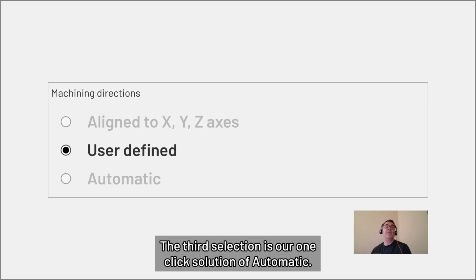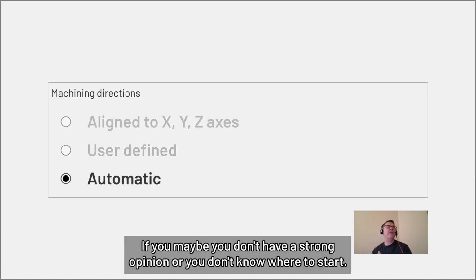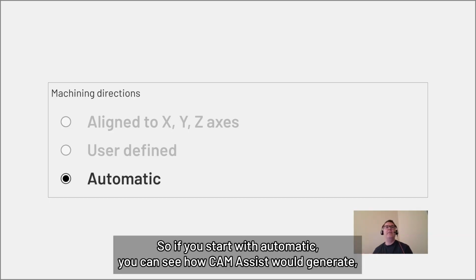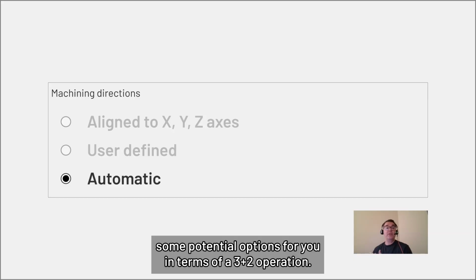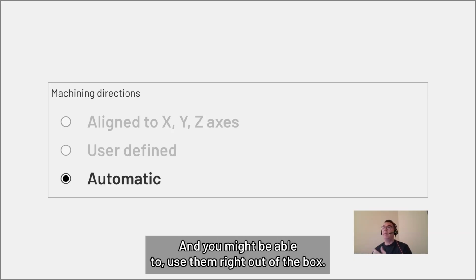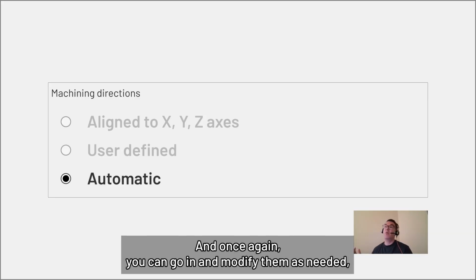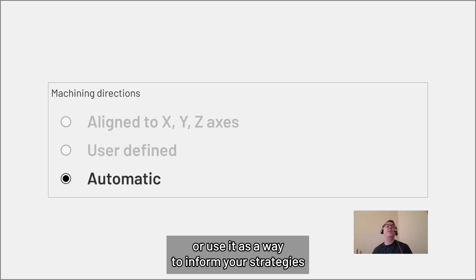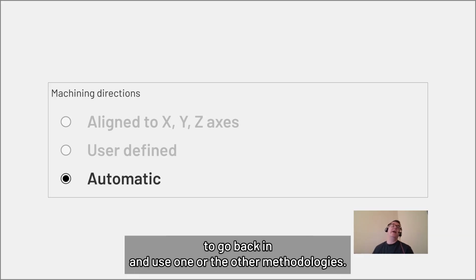The third selection is our one-click solution of automatic. And this is a great solution if maybe you don't have a strong opinion or you don't know where to start. So if you start with automatic, you can see how CAM Assist would generate some potential options for you in terms of your 3+2 operation. And you might be able to use them right out of the box. And once again, you can go in and modify them as needed, or use it as a way to inform your strategies to go back in and use one of the other methodologies.